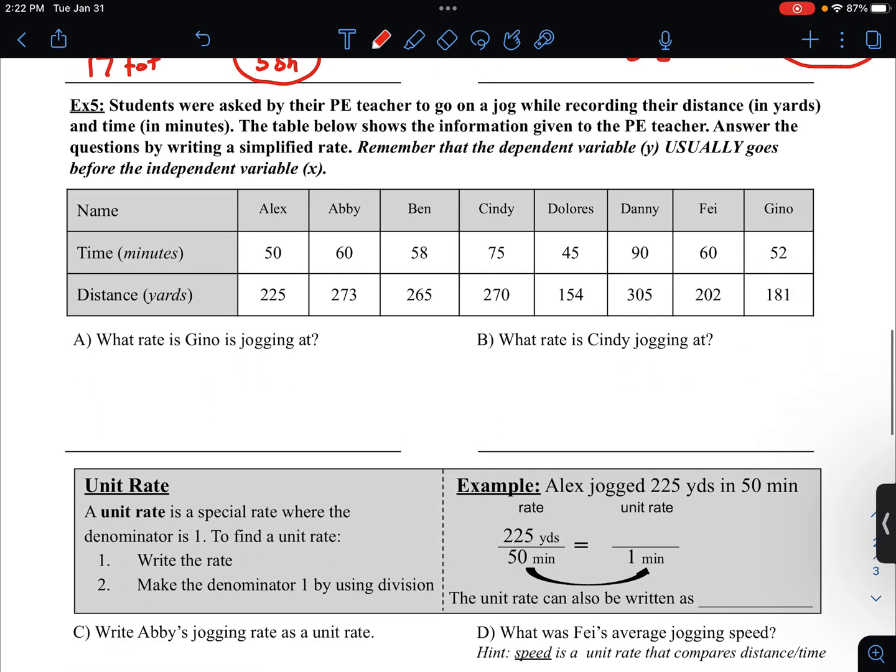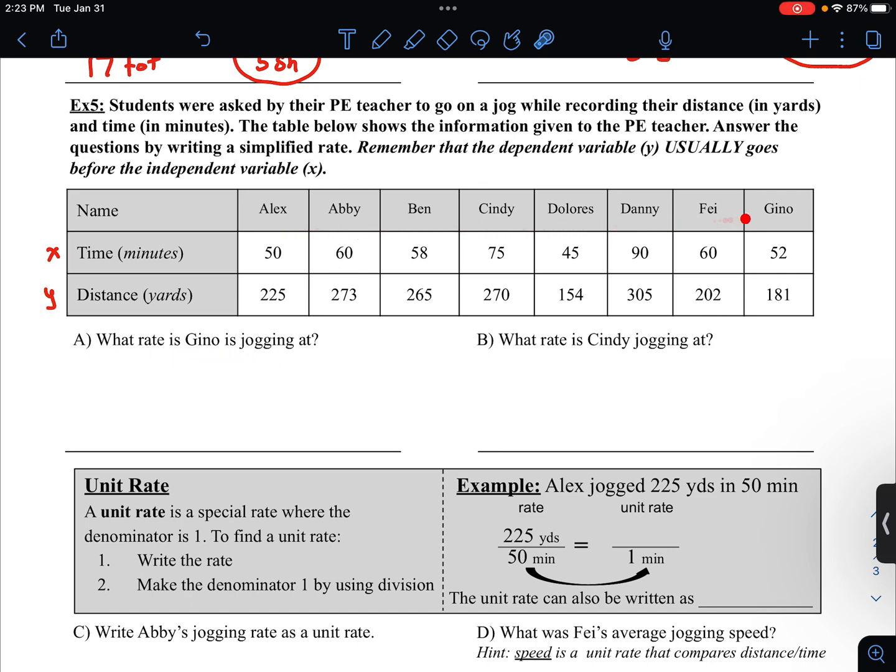All right, let's go to the next example. Students were asked by their PE teacher to go on a jog while recording their distance in yards and time in minutes. The table below shows the information given to the PE teacher. Answer the questions by writing a simplified rate. Remember, the dependent variable y usually goes before the independent variable x. What do I mean by that? Well, in a table, it's normally the x or independent goes first, y dependent goes afterwards.